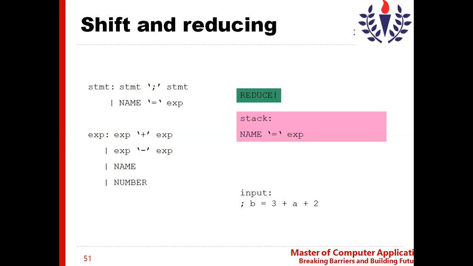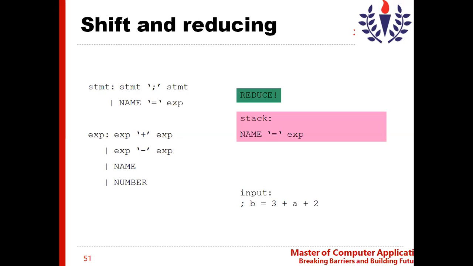So we do reduce. We have name equal to EXP, which is matched with the first grammar. On the right hand side you can see name equal to EXP. So this input is matched with the grammar. The input is following the rules of the grammar.